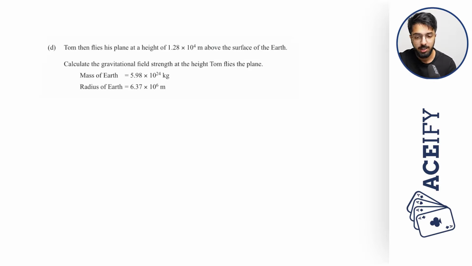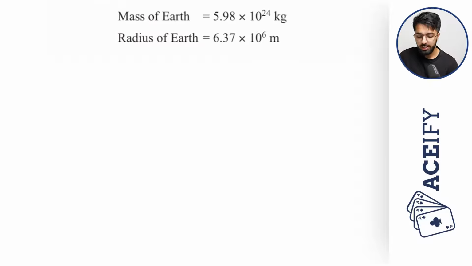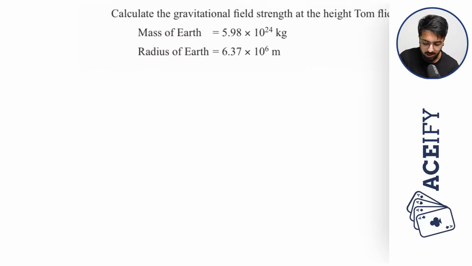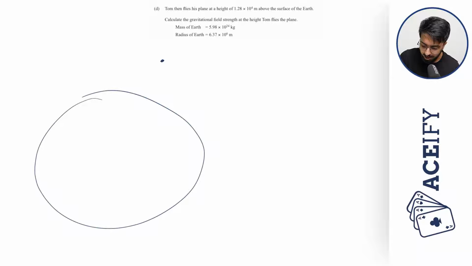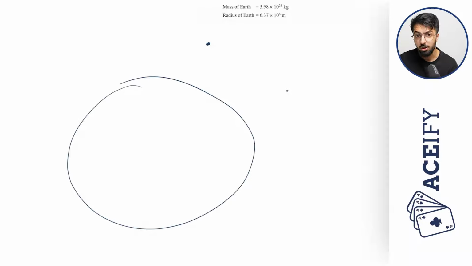There we go. Tom then flies his plane at a height of 1.28 times 10 to the 4 meters above the surface of Earth. Calculate the gravitational field strength at the height that Tom flies the plane. Okay, so for this question, we can assume that Tom's plane is a point mass, which means we basically assume all his mass is concentrated at a single point. The reason we can assume this is that the size of Tom's plane compared to the size of the Earth is a non-factor.